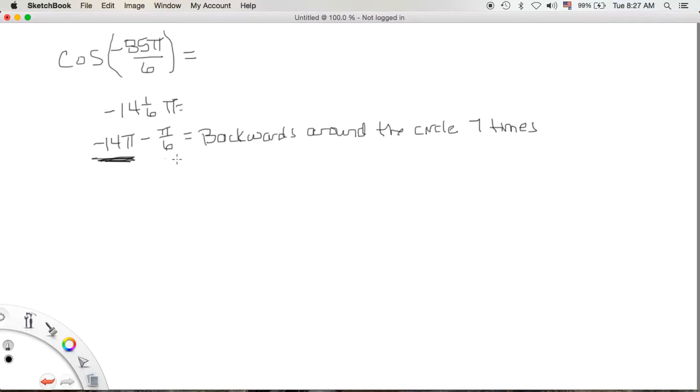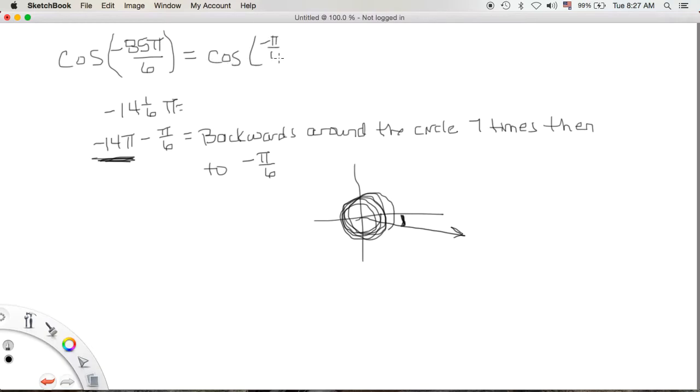That's this right here. And then we went an additional negative pi over 6. So what we did was we started this way, backwards: 1, 2, 3, 4, 5, 6, 7, and then we went an additional pi over 6. So here's our angle. If we want to know what the cosine of negative 85 pi over 6 is, really all we have to look at is the cosine of negative pi over 6. Because you have the unit circle memorized, you know that the cosine of negative pi over 6 is square root of 3 over 2.